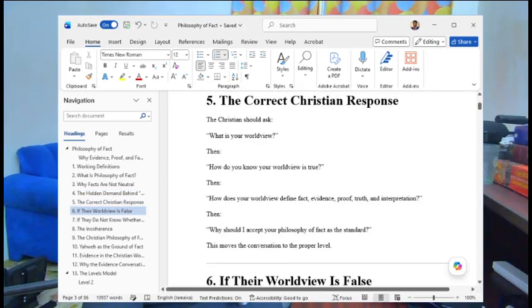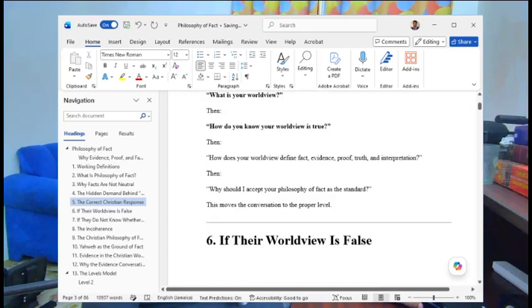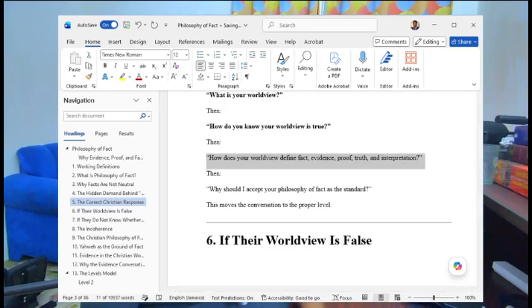Now you have the correct Christian response. What is your worldview? Should always be your question. That is why you always hear me ask the atheist, what is your worldview? And then the follow question is, how do you know your worldview is true? And then, how does your worldview define facts and evidence?